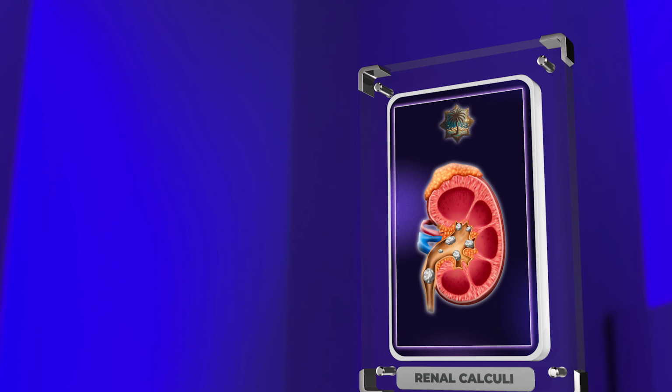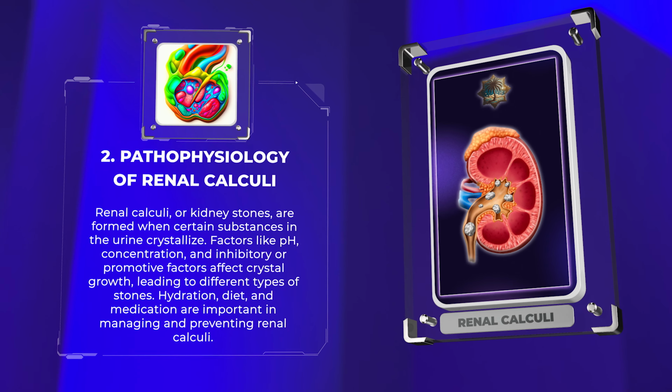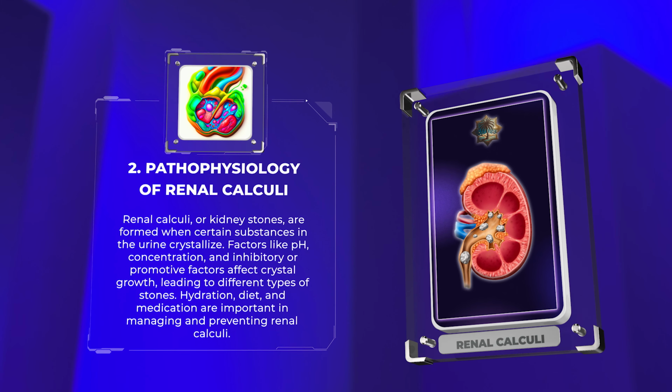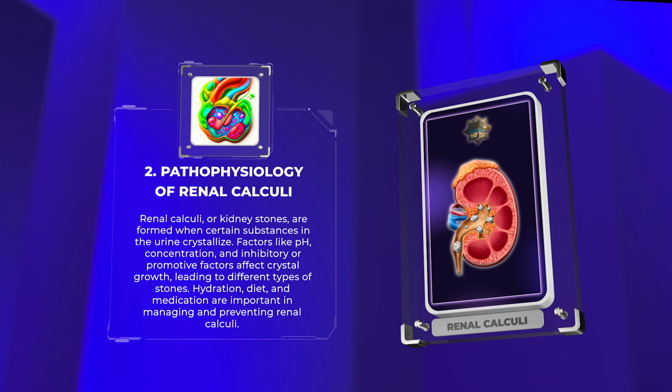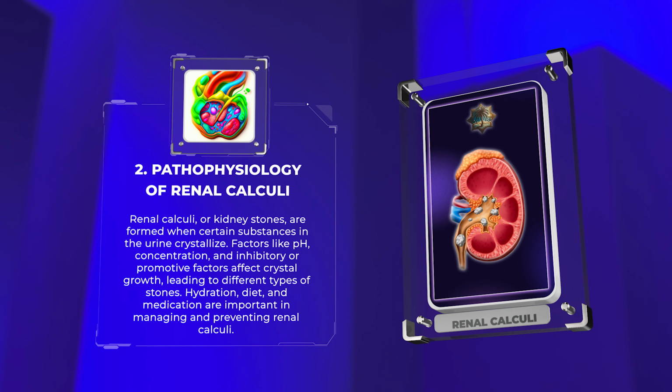Renal calculi, or kidney stones, are formed when certain substances in the urine crystallize. Factors like pH, concentration, and inhibitory or promotive factors affect crystal growth, leading to different types of stones. Hydration, diet, and medication are important in managing and preventing renal calculi.